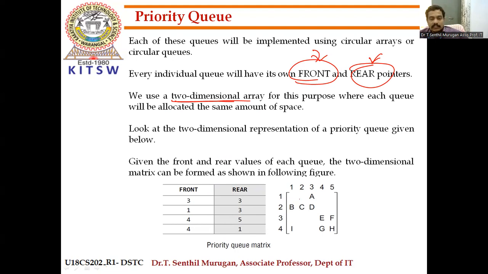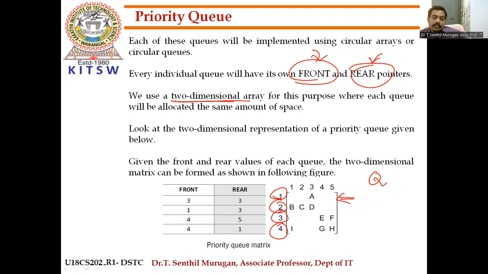Here you can see that this is a two-dimensional matrix. Each row represents an individual queue. For example, this is the first row, this is the second row, this is the third row, and this is the fourth row.